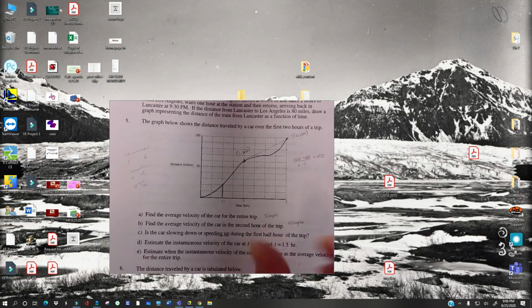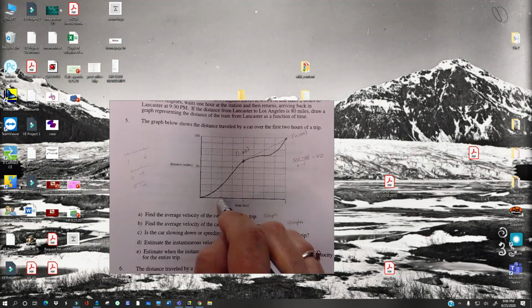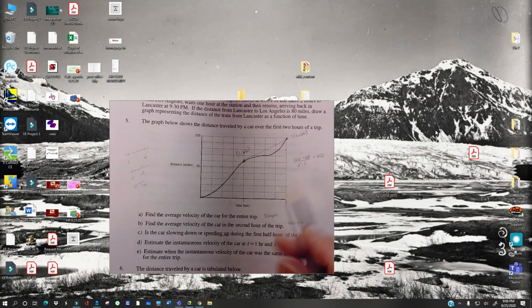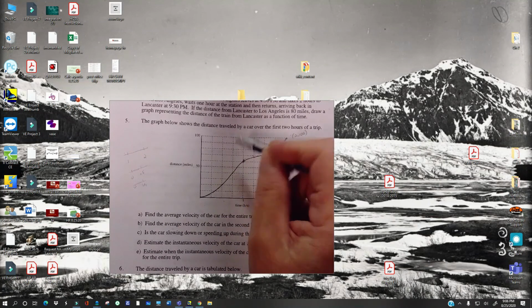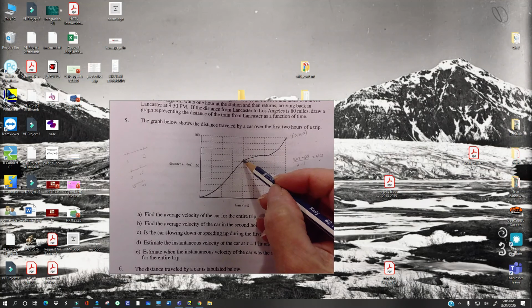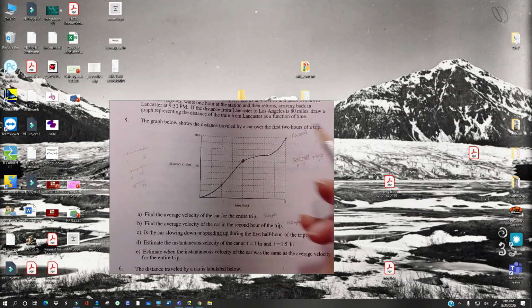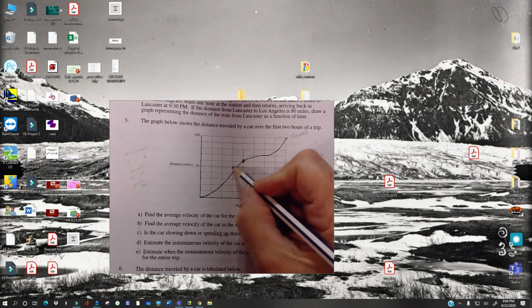Then in D, that's where it gets strange, right? It says estimate the average velocity at t equals 1. So again, they don't want the average velocity anymore. They want to know what is the velocity at the instant time equals 1. In that split second of time, what was the velocity of the car? Well, I don't know, because if I draw a line through that, I get this tangent line, right?